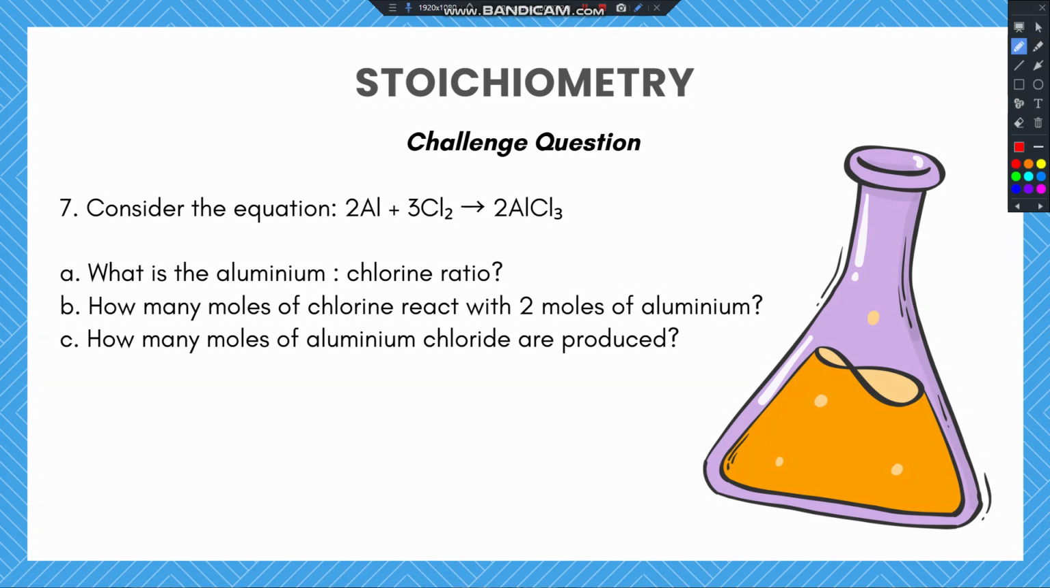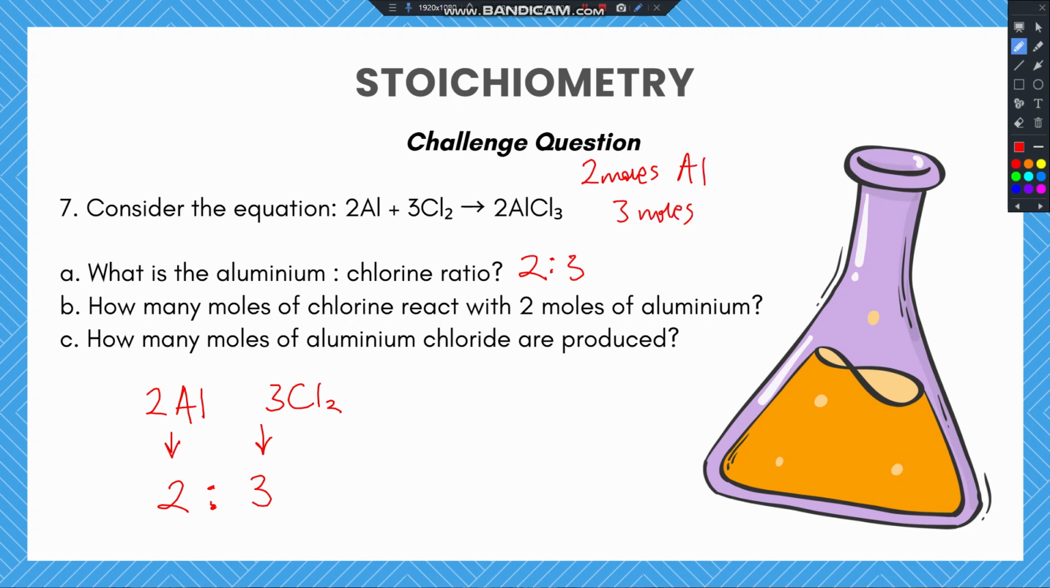So we have aluminium reacting with chlorine to form aluminium chloride. First question says, what is the aluminium to chlorine ratio? Let's handle that. Aluminium stands with a coefficient of 2, so that automatically gives us 2. And then we have chlorine Cl2 standing with a coefficient of 3, that automatically gives us 3. So the mole ratio of aluminium to chlorine becomes 2:3. This simply means 2 moles of aluminium Al reacts with 3 moles of chlorine Cl2.